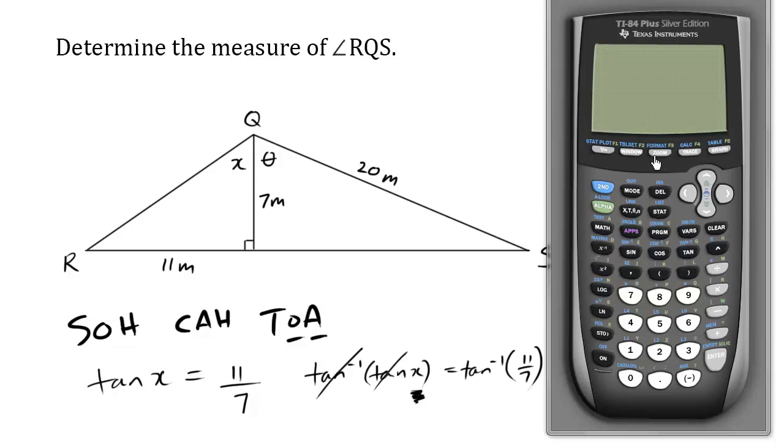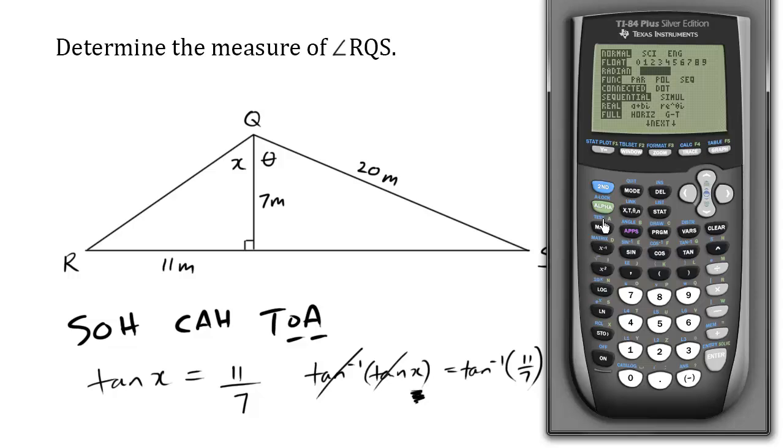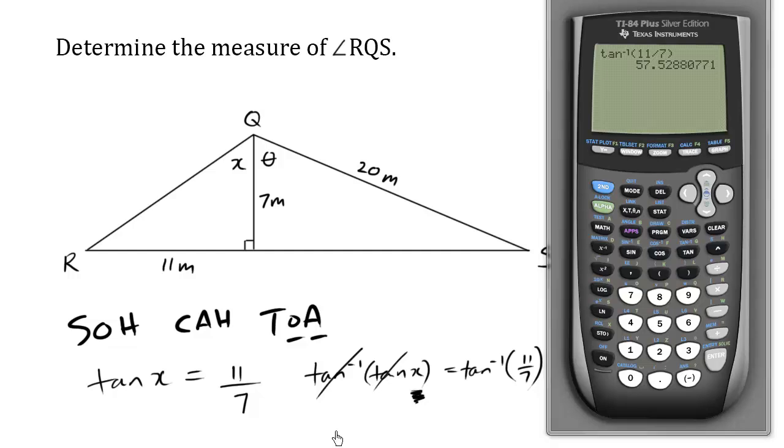So what I would type into my calculator directly would be, make sure you're in the correct mode. We're in the degree mode. Good thing I checked. And I'm going to press second tan, which is tan inverse, of 11 divided by 7, bracket, enter, and I get 57.53 degrees. So let me just write here, X is approximately equal to 57.53 degrees.